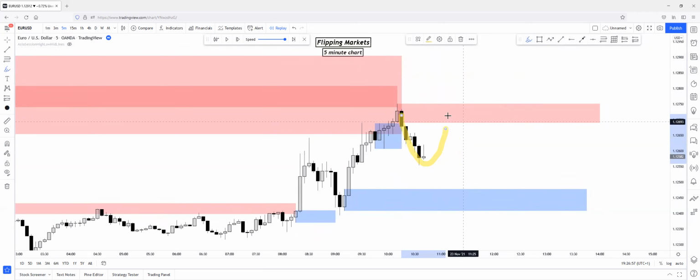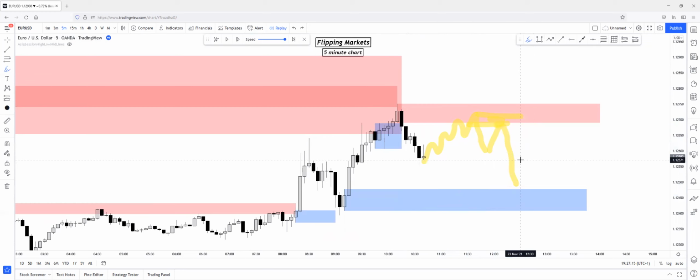We are waiting for the tap of this supply zone on the 1 minute chart. And after price taps this 5 minute supply zone, we will wait for a 1 minute change of character. So the 1 minute structure will look like this. Price taps this supply zone, creates a change of character, and then at the freshly created 1 minute supply zone, we will enter the trade and we will target this 15 minute demand zone. This is the master plan here. It's really clear and simple, right?